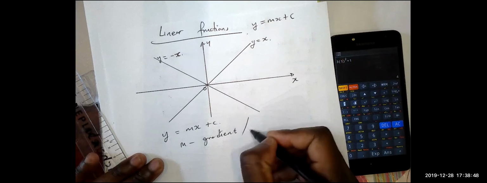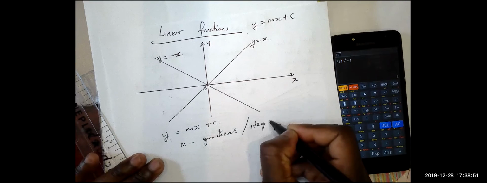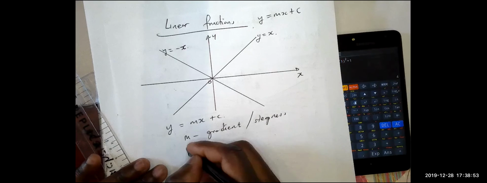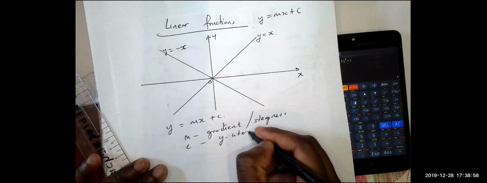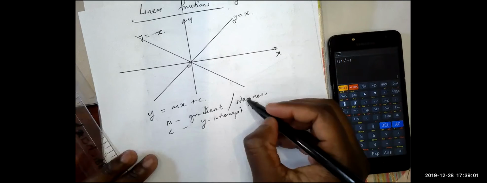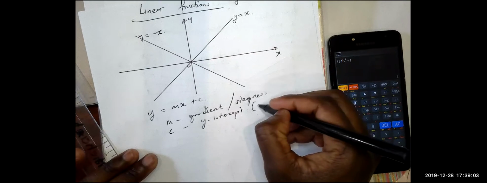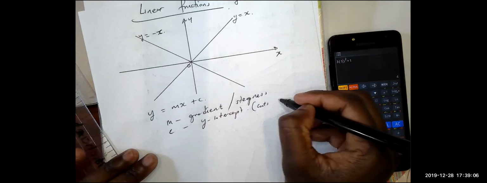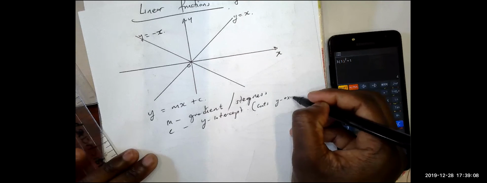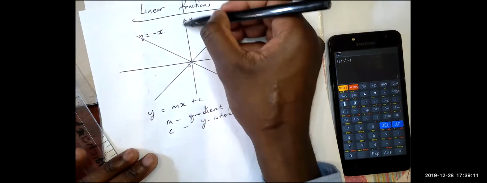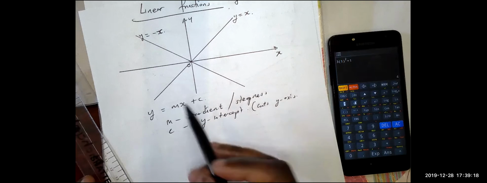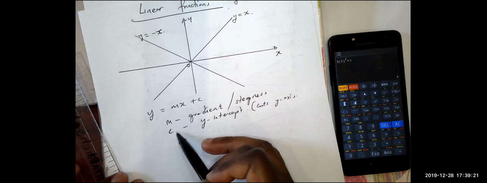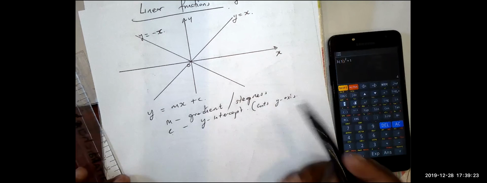When we talk of gradient, we're talking of steepness. Then your c there is your y-intercept. When you are talking of y-intercept, you're talking of where your graph cuts the y-axis, this line here. So where your graph cuts the y-axis is what we call the y-intercept. So what you need to remember here is just how to find the gradient and how to find the c. That's it when you're dealing with linear functions.